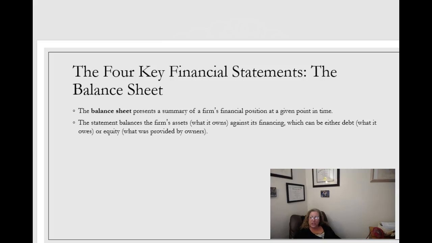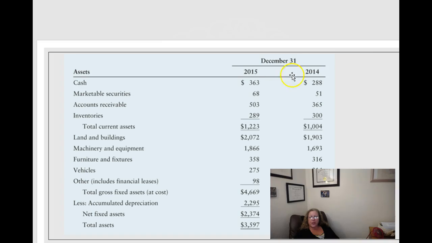Next is the balance sheet, and this presents a summary of the firm's financial position at a given point in time. The statement of the balance is the firm's assets, which is what it owns, against its financing, which could be either debt, what it owes, maybe it's borrowed money, or equity, and that is money that was provided by the owners. So here's a quick look at a balance sheet. There's going to be 2 pages for this.